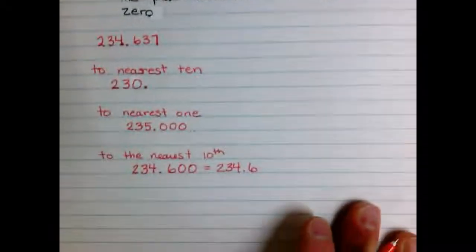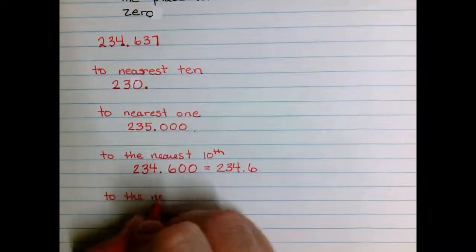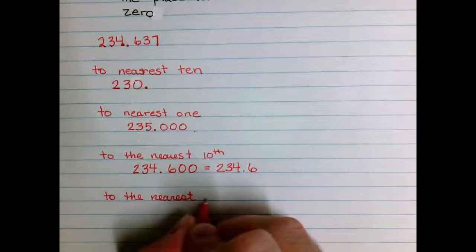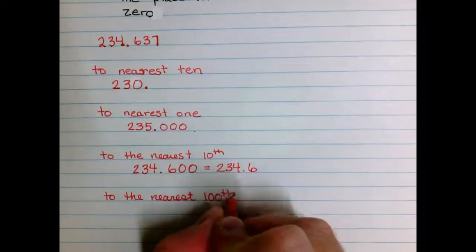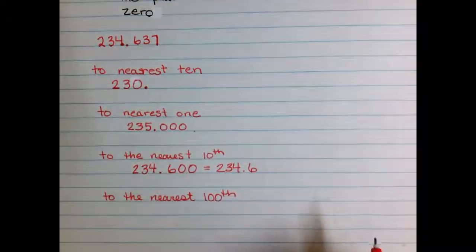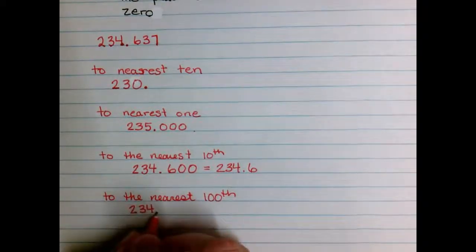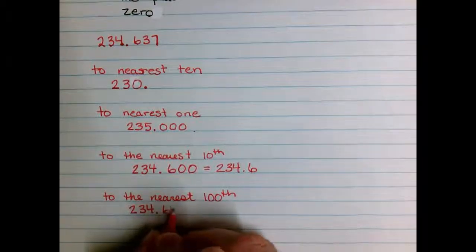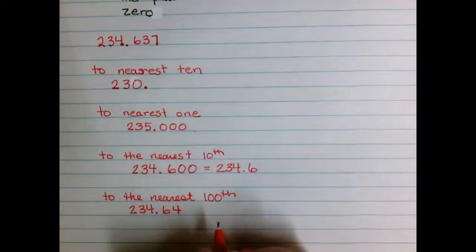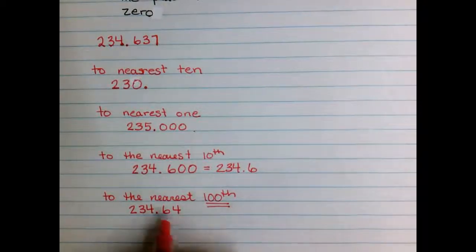The last one is to the nearest hundredth. And in the hundredths place we have a 3. Immediately to the right we have a 7, which makes the 3 go up to a 4. And we have 234 and 64 hundredths. So when we round to the nearest hundredth, our number stops in the hundredths place.